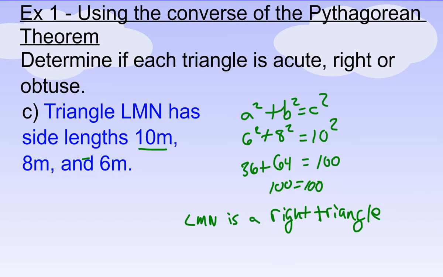Okay, so that's what this converse of the Pythagorean theorem really does for us. It's using the Pythagorean theorem in another way. Instead of using it to find the missing side of a triangle, we're using the Pythagorean theorem to determine if something is a right triangle. And that's all we're doing.